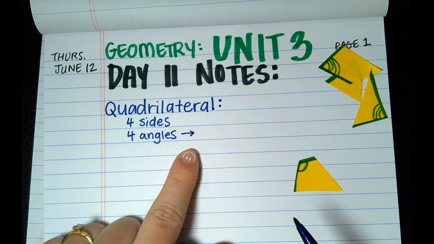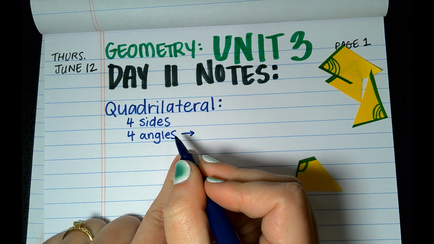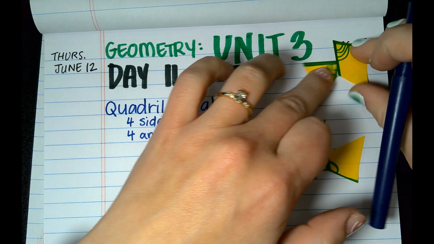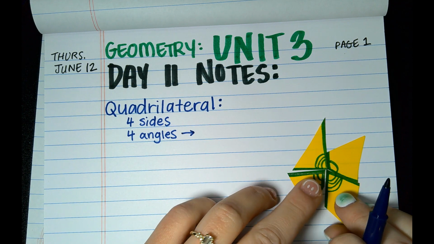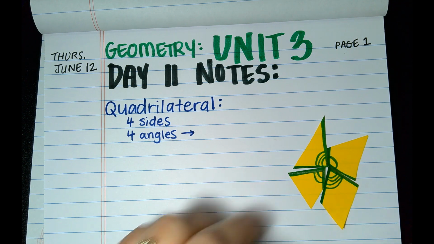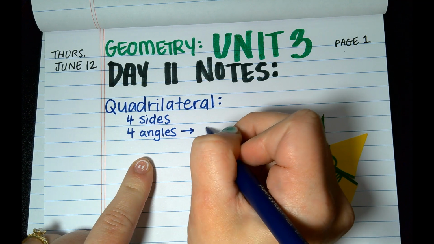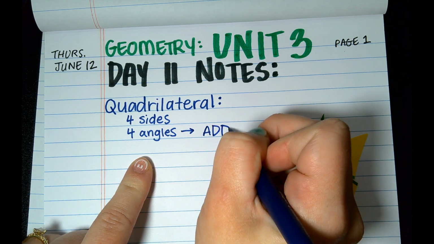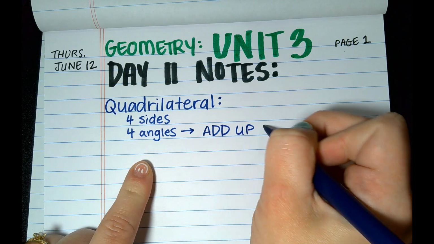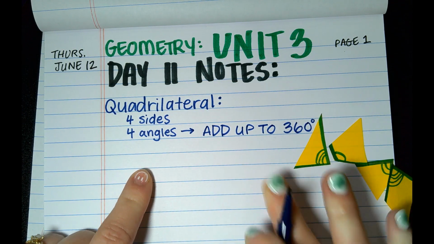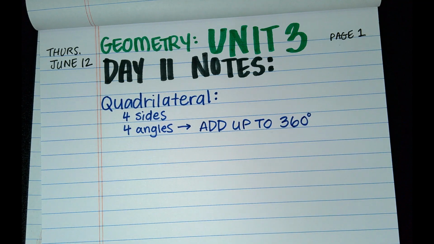But we do know that no matter what, these 4 angles, when we put them all together like this, we see they complete one full 360 degree rotation. They add up to 360 degrees. And that is important.